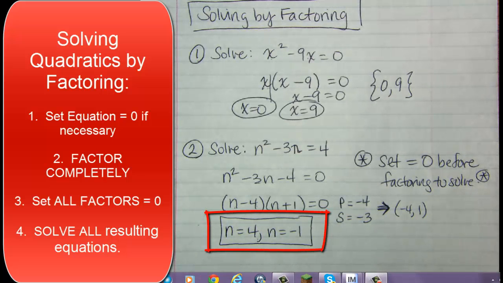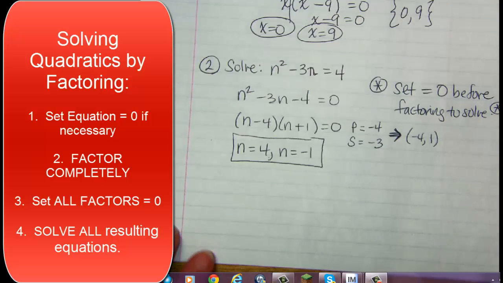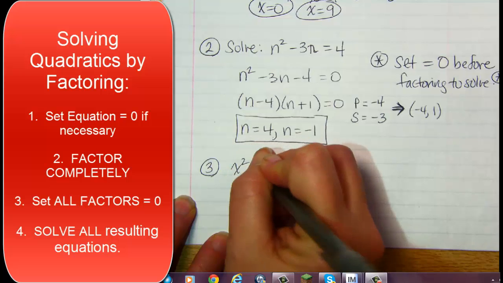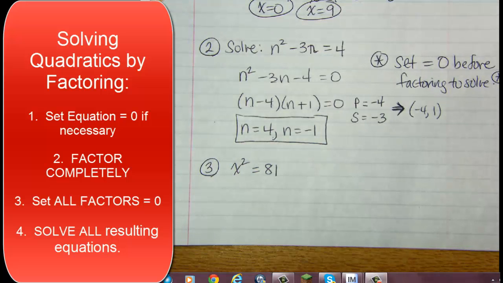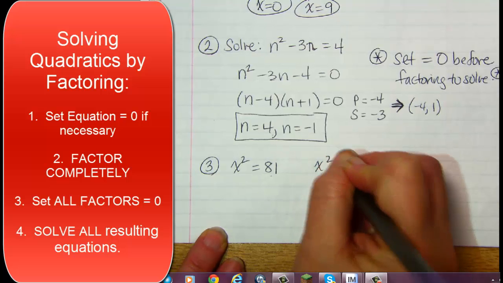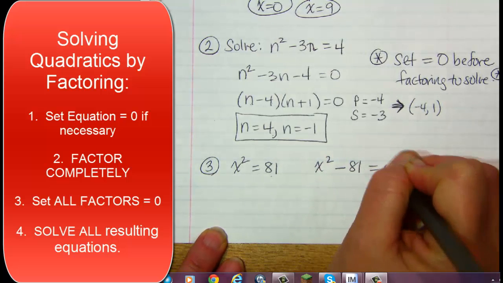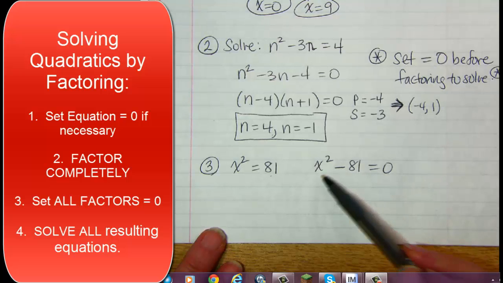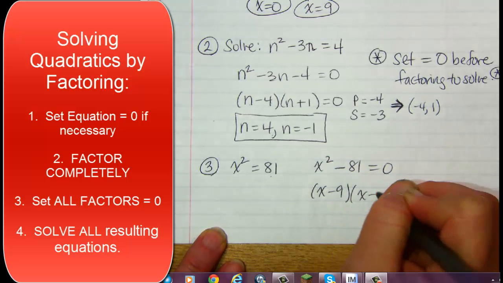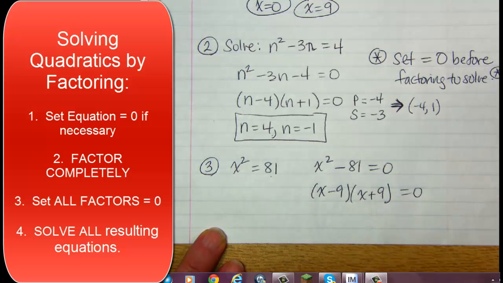Let's just do one more to review our other kind of factoring. We can have x squared equals 81. So let's set this equal to 0. We'll subtract 81: x squared minus 81 equals 0. And this is our difference of two squares factoring. x minus 9 and x plus 9 equals 0.